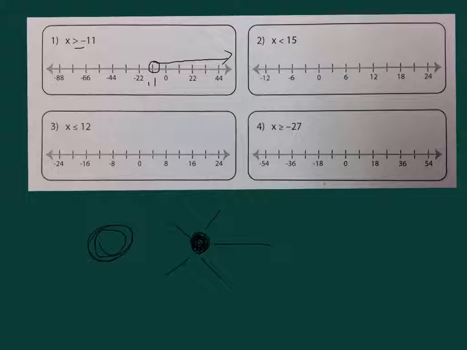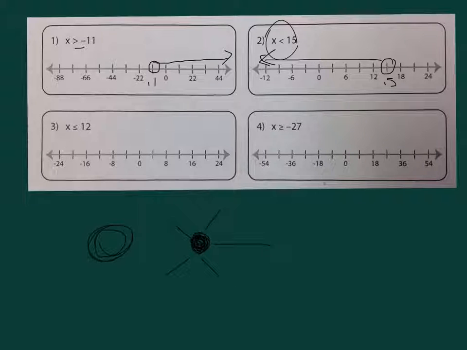Here we have x is less than 15. So same kind of thing. I find 15. 15 is right here. It will be an open circle because it does not include 15. And it goes that way. So again, this is 15. Here's our inequality symbol, and you can see the arrowhead is pointing to the left, and so ours is going to as well.